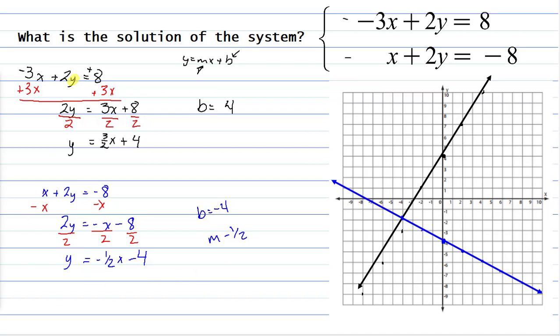And the point where they intersect is right here. And that is the solution. So the solution is at negative 4, negative 2. That is the solution.